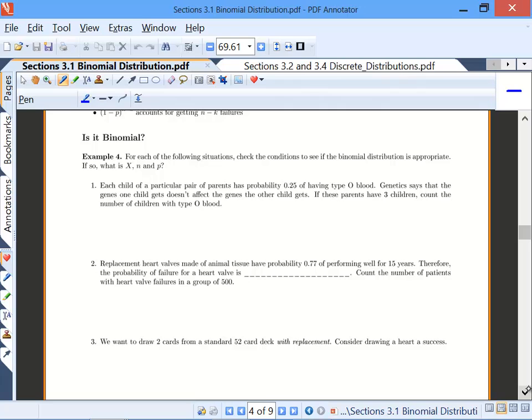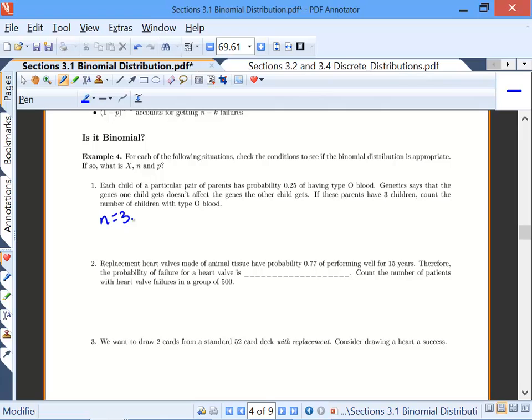Each child of a particular pair of parents has probability of 0.25 of having type O blood. Genetics says that the genes one child gets don't affect the genes that the other child gets. If these parents have 3 children, count the number of children with type O blood. Okay, so what do you think? Do we know in advance how many times we're going to do this trial, or how many people we're looking at? We know that we have 3 children.